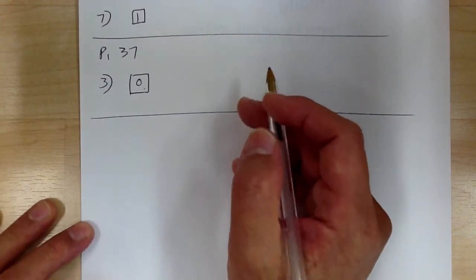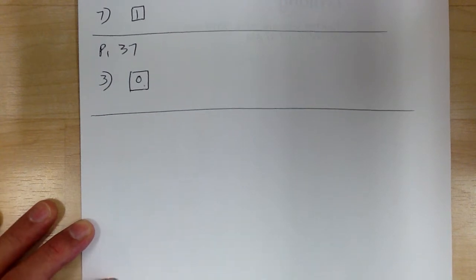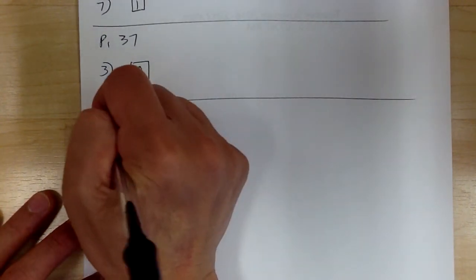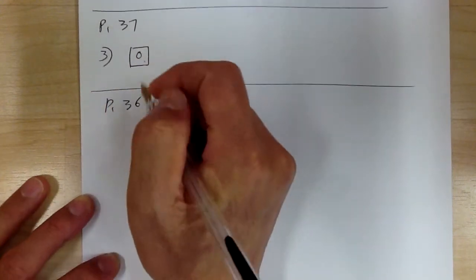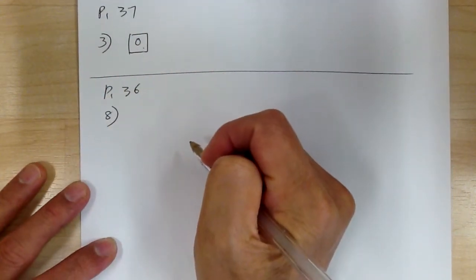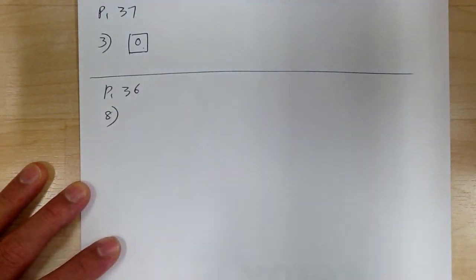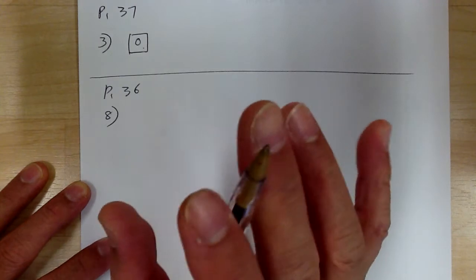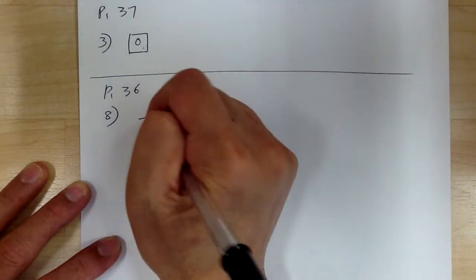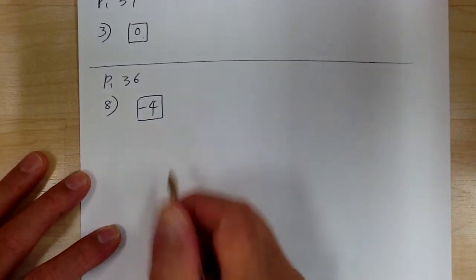Okay. Now, the next thing you have to know is the inverse. So let's go back to page 36 and look at number 8. It says, what is the additive inverse? The additive inverse is the opposite. So the additive inverse of 4 is -4. It's just the opposite.